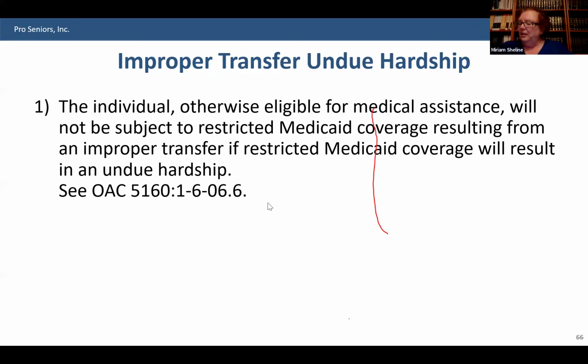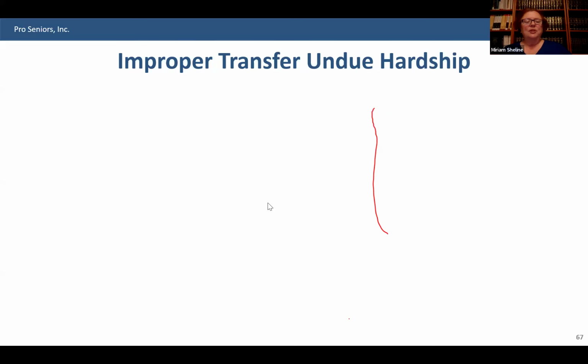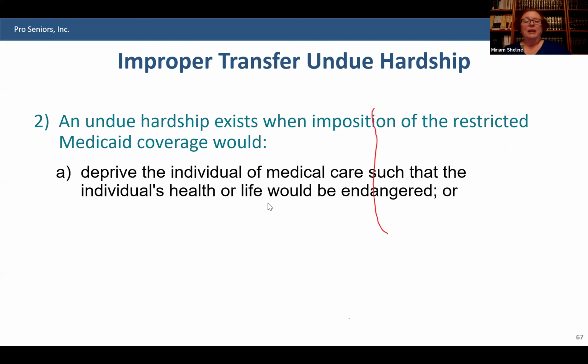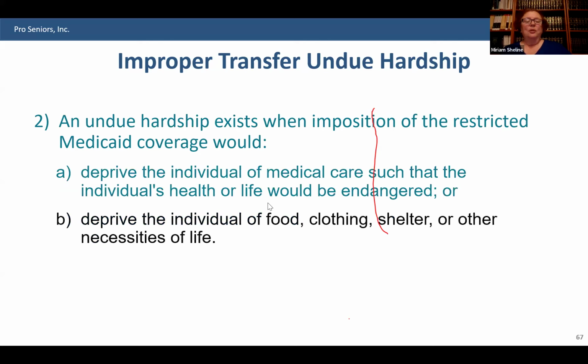So frequently, the nursing home tends to let's go in undue hardship first, and this should be the last resort if you don't have any other option. Okay, they will waive it in an undue hardship if the imposition of the restricted coverage will cause an undue hardship, which means that you're deprived of medical care such that your life or health will be endangered, or you are deprived of food, clothing, shelter, or other necessities of life. That's the standard for the improper transfer.